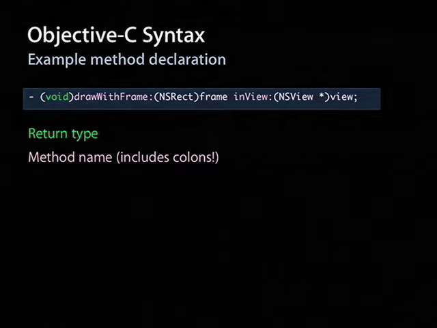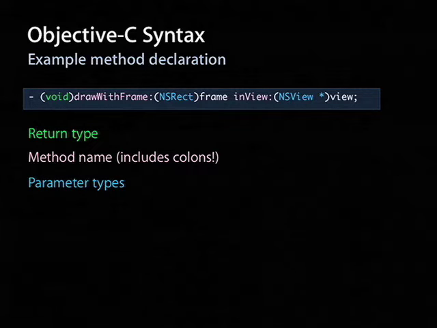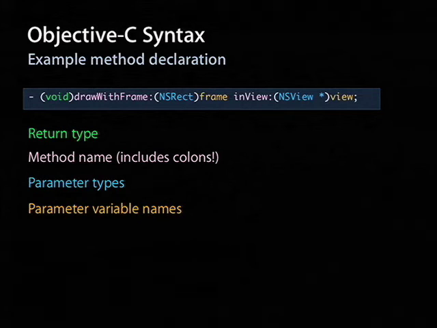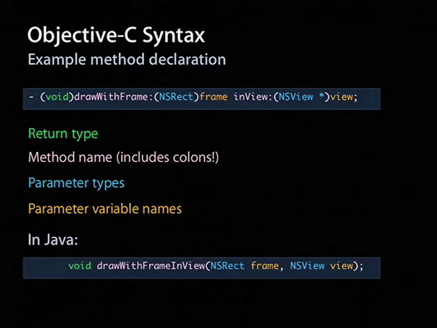Next, we have the method name. Again, it's broken up into separate portions, and again, the colons are part of the method name. We have the parameter type, so here we take two parameters, NSRect and NSView, and the variable names. The formal parameters are frame and view. So in Java, this would be void, draw with frame and view, parenthesis, parameter type, parameter name, comma, etc.